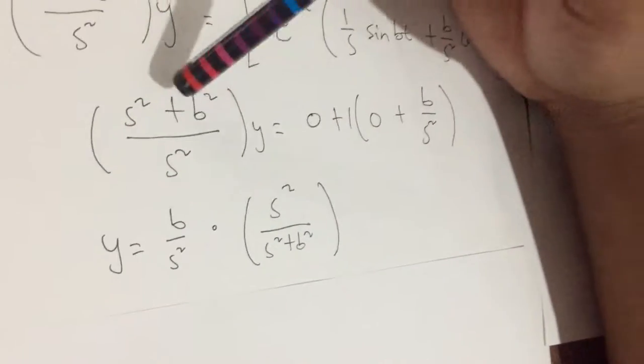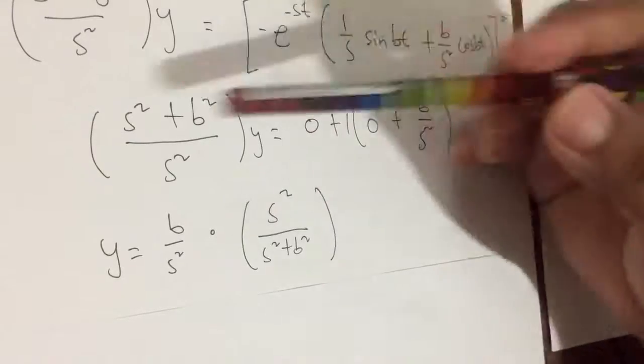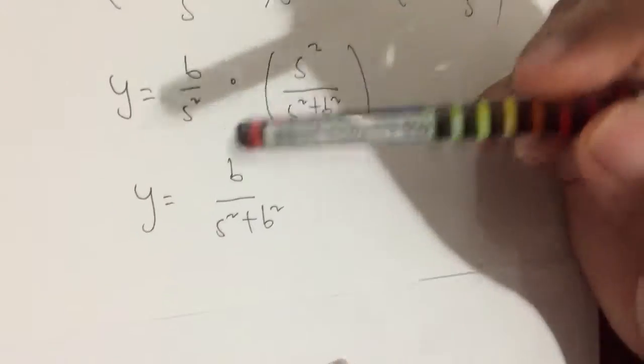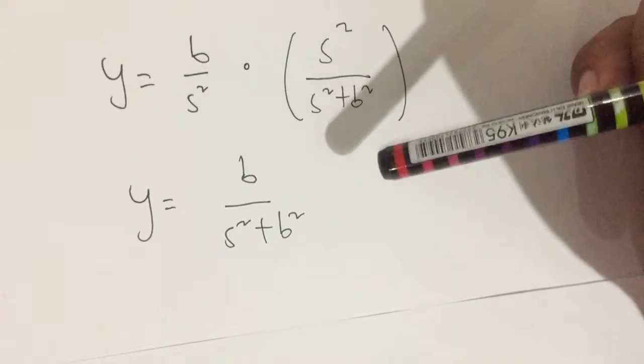Then we multiply s squared over s squared plus b squared to the whole equation, and we get the Laplace transform, which is y equal to b over s squared plus b squared.